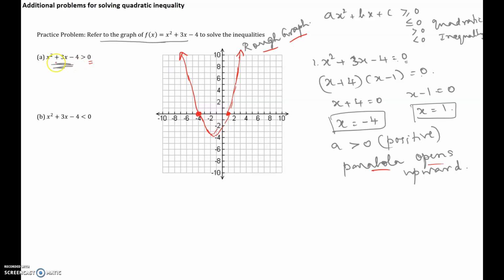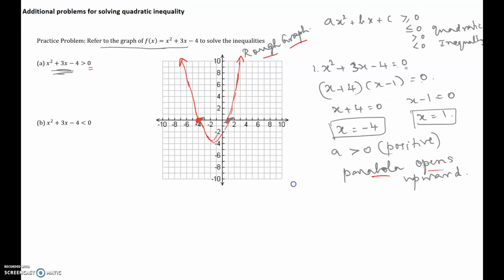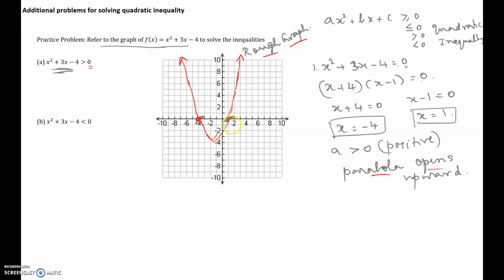So the question is x squared plus 3x minus 4 more than 0. What values of x will make this inequality true? You see a portion of the graph from this value of x to this value of x where the graph is below the x-axis. For all x to the left of negative 4, and all x to the right of positive 1, the graph is above the x-axis. So the question is when y is positive.